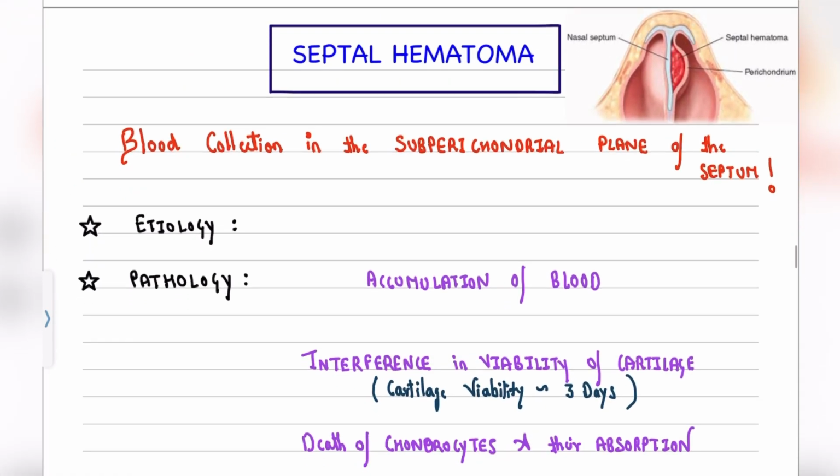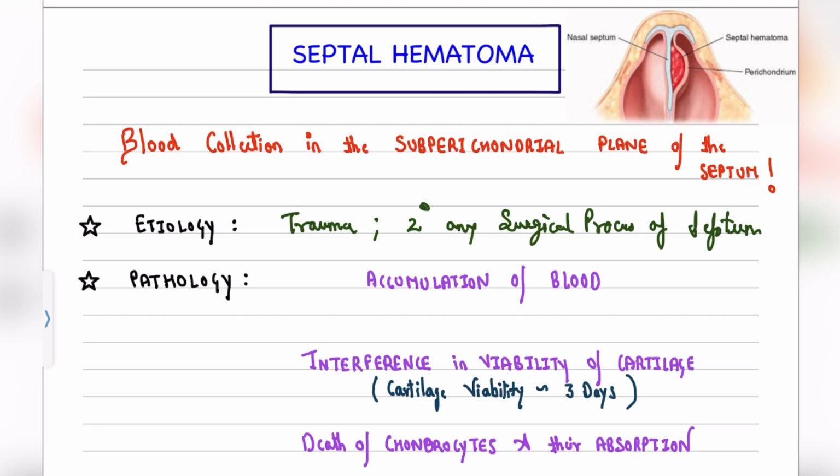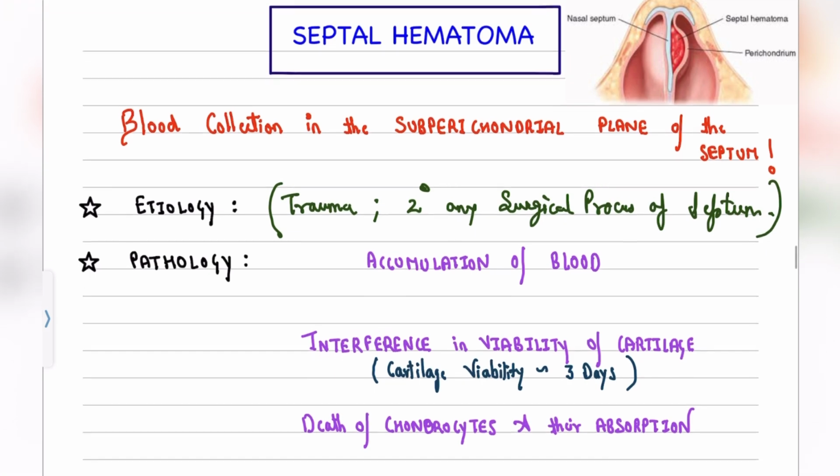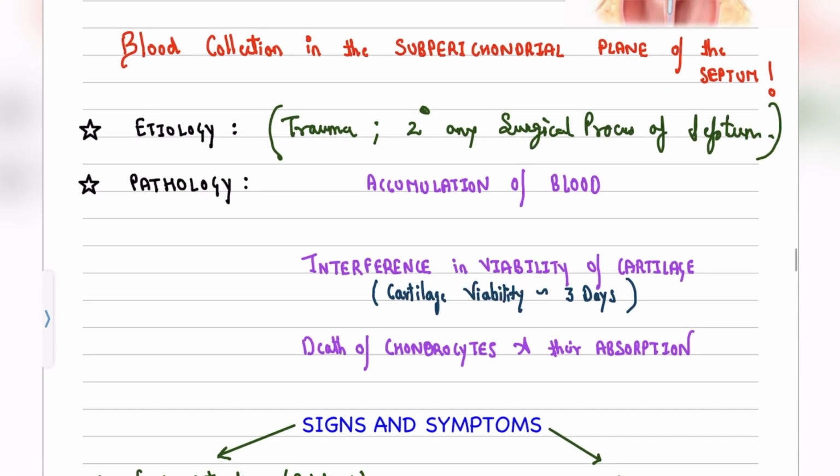What might possibly be the cause of septal hematoma? It is due to trauma. Almost always due to trauma or secondary to any surgical process involving the septum. All right, the most common causes are trauma or any surgical intervention that has occurred in the septum. So let's talk about the pathology.